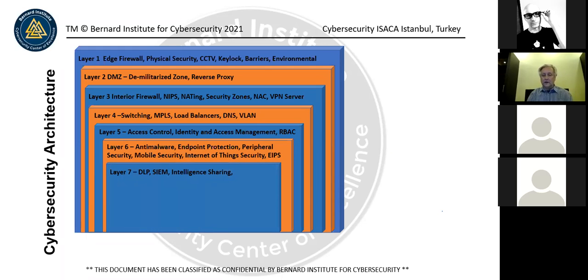Layer 7, we have data loss prevention. This is where our security information and event management system sits. And this is where we probably do some intelligence sharing from the SOC, from the SIEM. This is probably where we're gathering, analyzing, synthesizing information and coming up with some type of intelligence that's going to be viable or valuable to our partners and the people we work with in our industry.